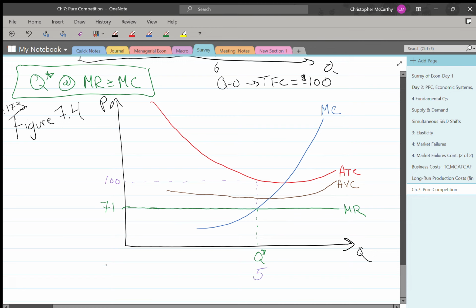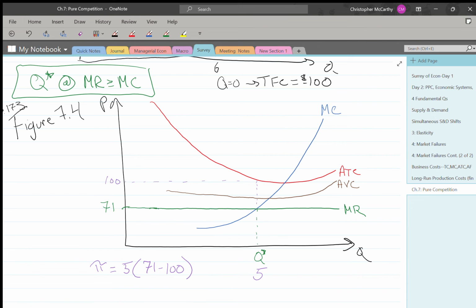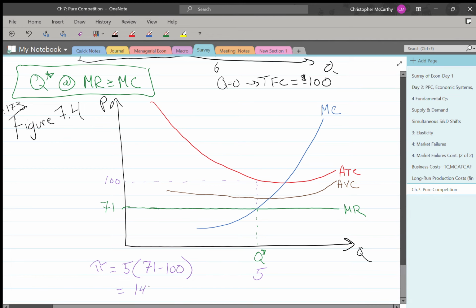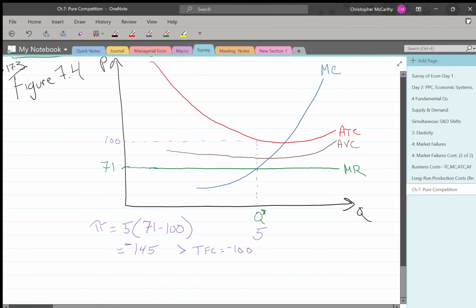So when I calculate my profit, it's going to be 5 times 71 minus 100, which is 145 in loss. This is negative, this is our loss. We already know that this is greater than our total fixed cost, which is negative 100. And so as a result of this, this is our shutdown case. Shut it down.